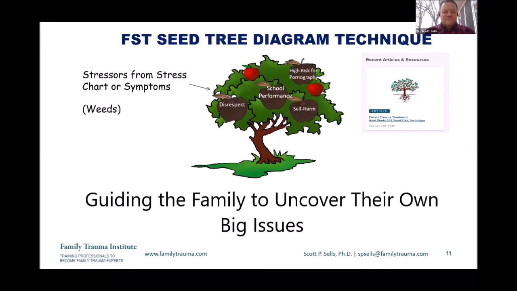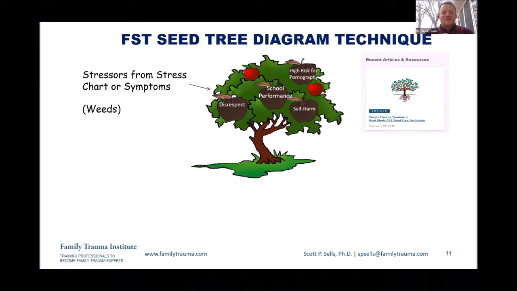This technique article is going to show you today how to take the stress chart, because at the end of the stress chart in the first session, the family will give you the top problems that they're dealing with. And you move in a transition statement to say to the family, now that we know your stress, would you like to know why these problems are occurring?